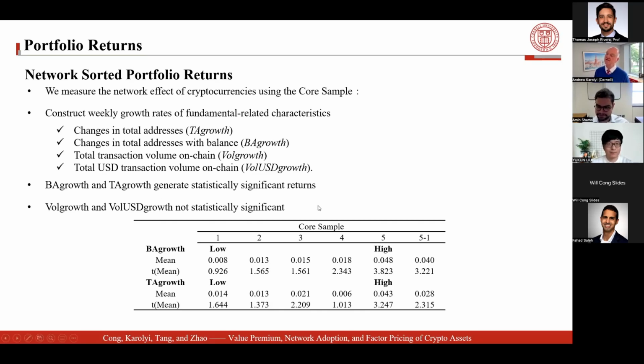So what we want to do now is, now that we've built these common understandings using the bigger sample, we're now going to hone in on our core sample, where we're going to bring to bear these network sorted portfolios. And we're looking at four kinds of characteristics, looking at the take-up of these tokens, the total addresses that have some kind of balance there, volume on chain, transaction volume on chain as well, in terms of dollars versus counts. And you can see this example is for the BA growth and the TA growth, which are the two on addresses.